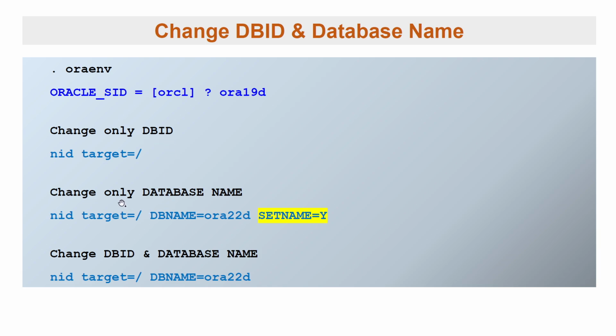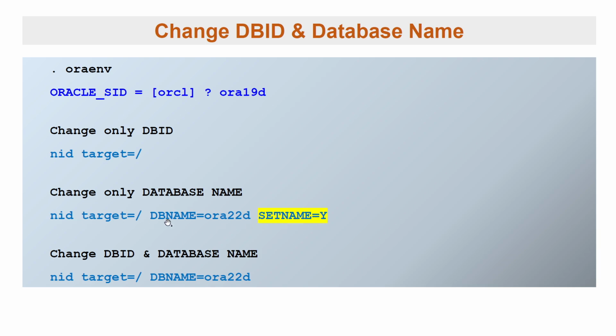If you want to change only the database name, you will say NID target=/, give new name in the DBNAME clause. So whatever name you want to change, Aura19D, we will change it to Aura22D. SETNAME=Y. This SETNAME=Y tells the NID utility that you are interested in only changing the database name. You are not interested in changing the DBID. That's what SETNAME=Y does.